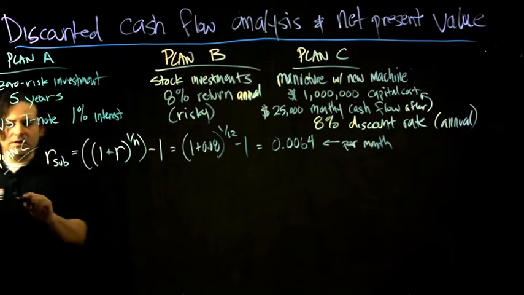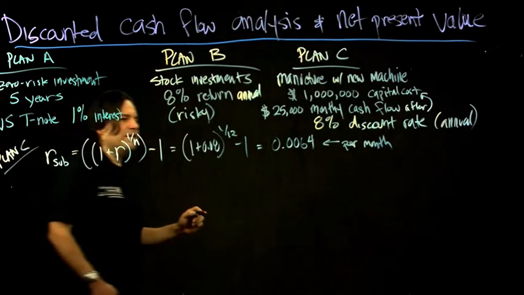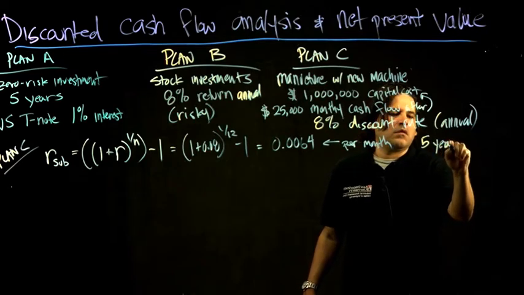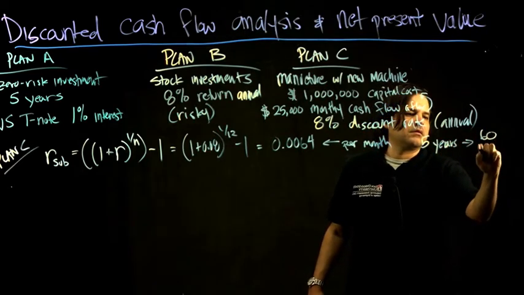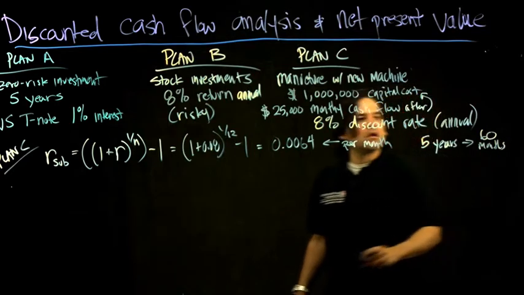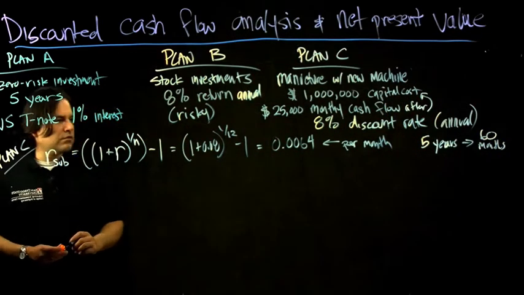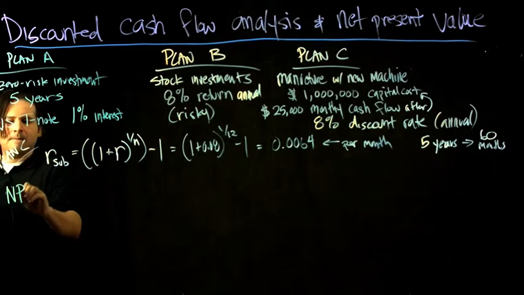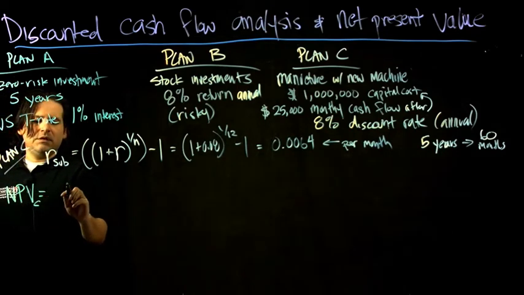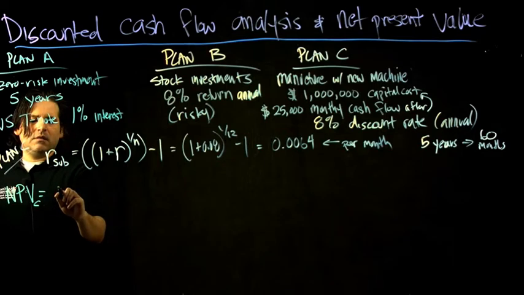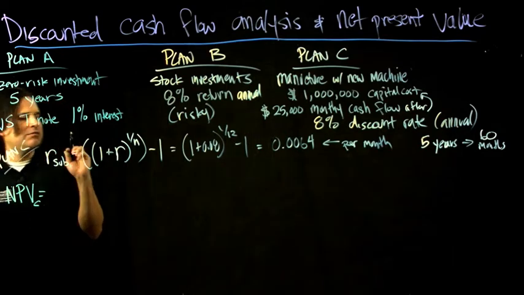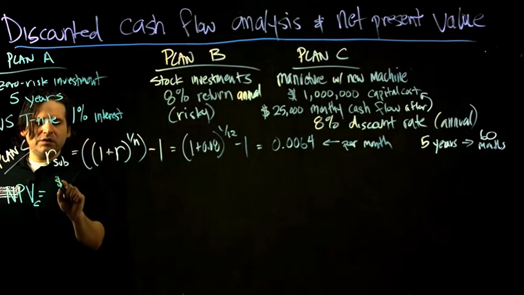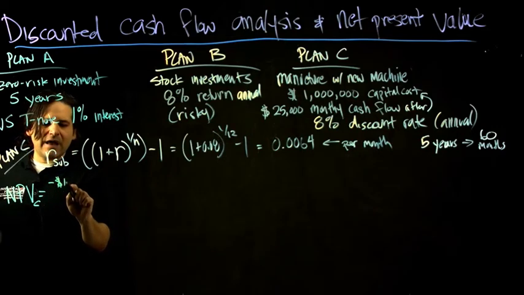So for Plan C, 5 years is 60 months. So the net present value for Plan C is, at time zero, you have to put in $1 million. So that would be a $1 million outflow. The cash flow is out, so that's negative.